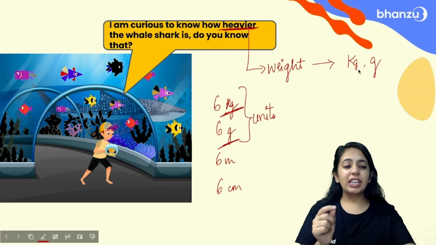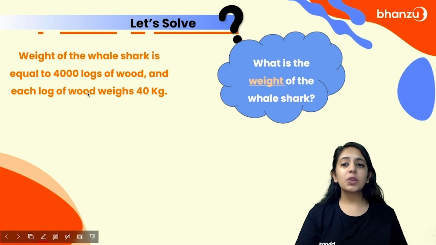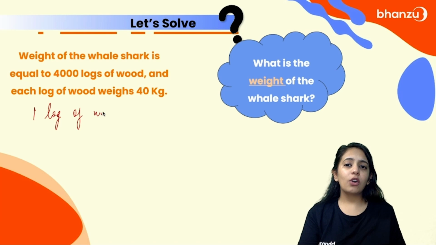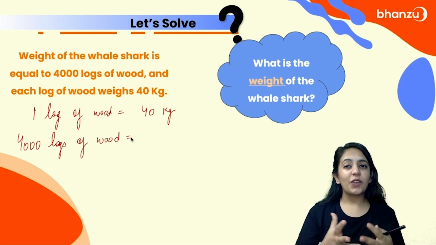With this, Ginny posed a challenge to Jake, and the challenge was: the weight of the whale shark is equal to 4,000 logs of wood, and each log of wood weighs 40 kilograms. So what do you think is the weight of the whale shark? Here it is given that one log of wood weighs 40 kg. So what is the weight of 4,000 logs of wood? Because 4,000 logs of wood is actually the weight of the whale shark.